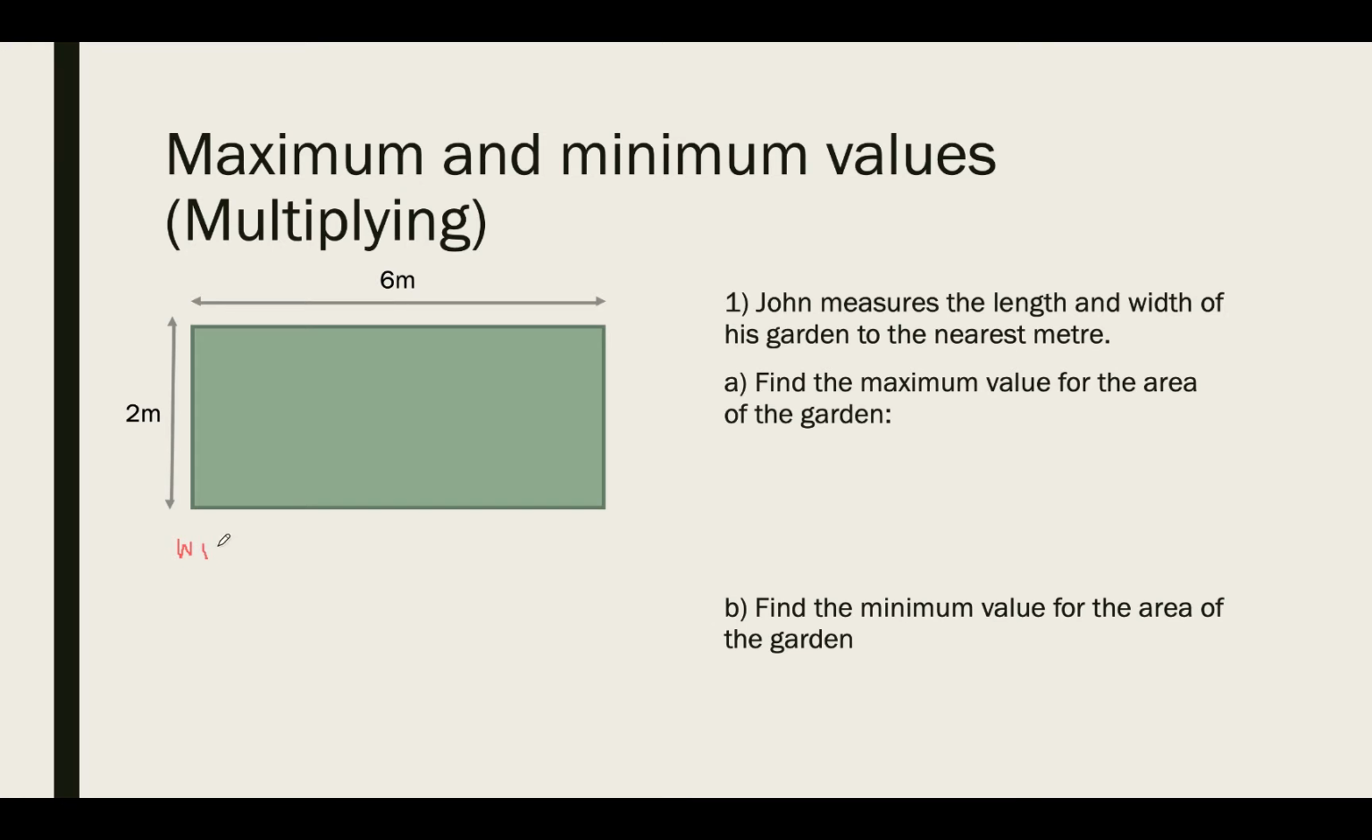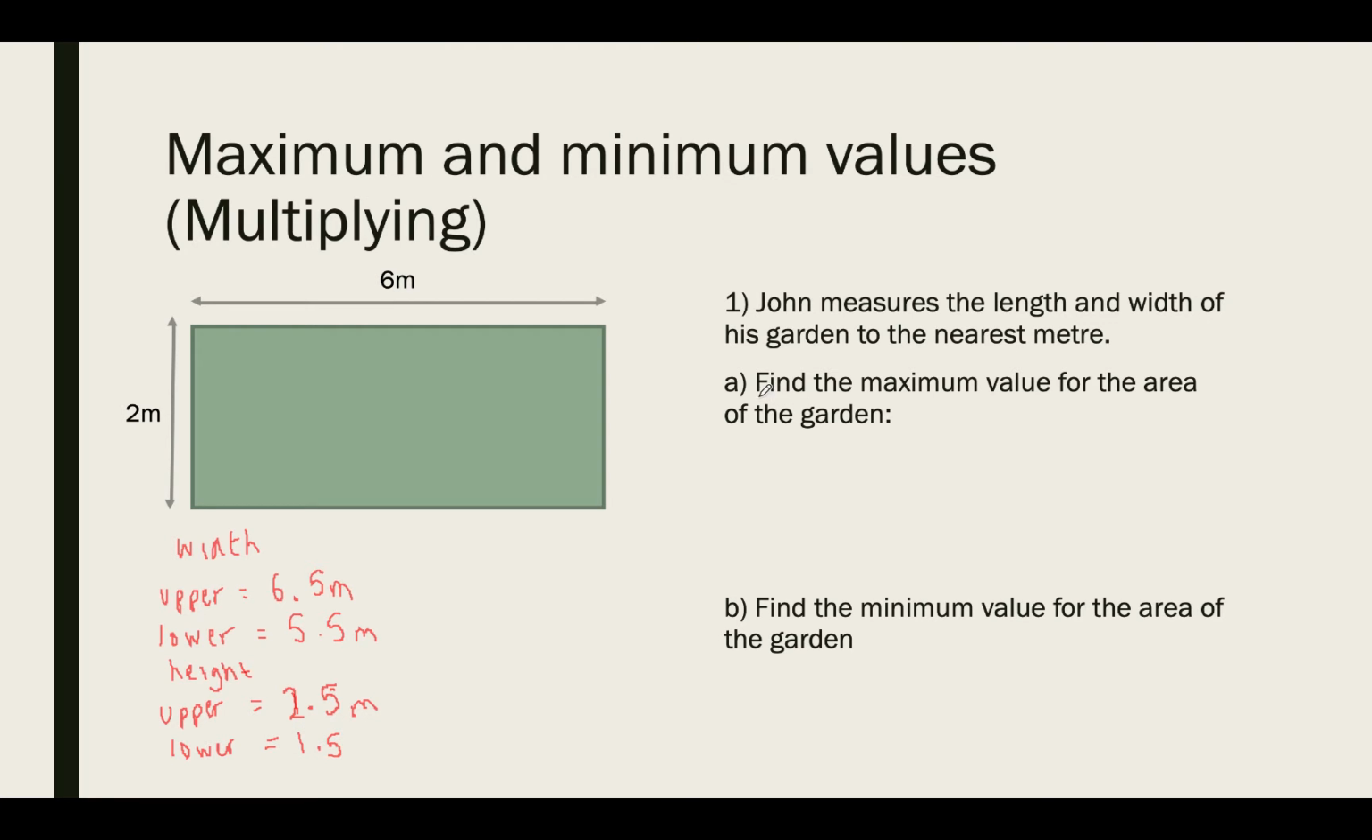So for the width, the higher bounds or the upper bounds would be 6.5 and the lower would be 5.5. These are in meters. And now the height or the length of his garden, the upper would be equal to 2.5 meters and the lower would be equal to 1.5.